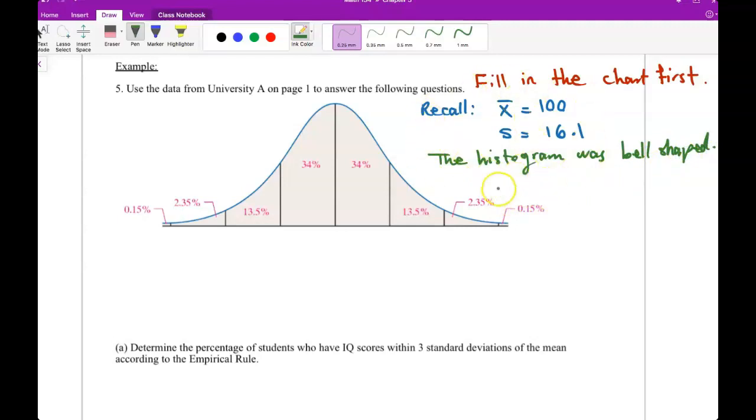So we had all this information from the first page. Okay, so in between we have X-bar. I'm not writing mu because this one is sample. The X-bar is 100 on that one.